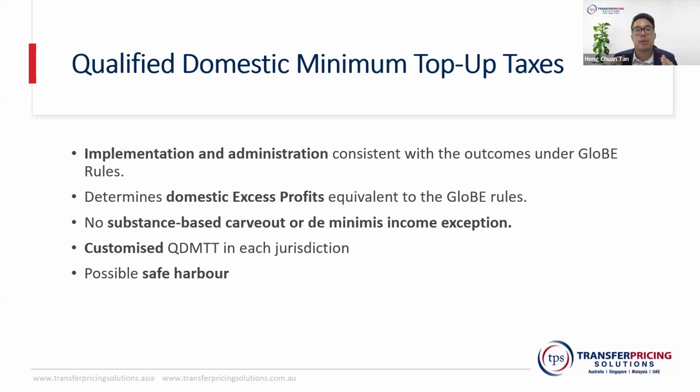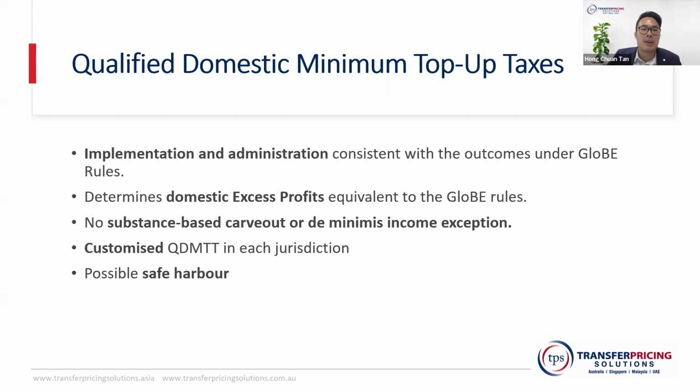So as you can see later on when we look at the implementation, not every jurisdiction has implemented QDMTT, but jurisdictions can implement QDMTTs to ensure that any additional tax on economic activities within their borders benefits the domestic government, rather than being collected by the foreign jurisdictions where the ultimate parent entity, the UPE, sits.